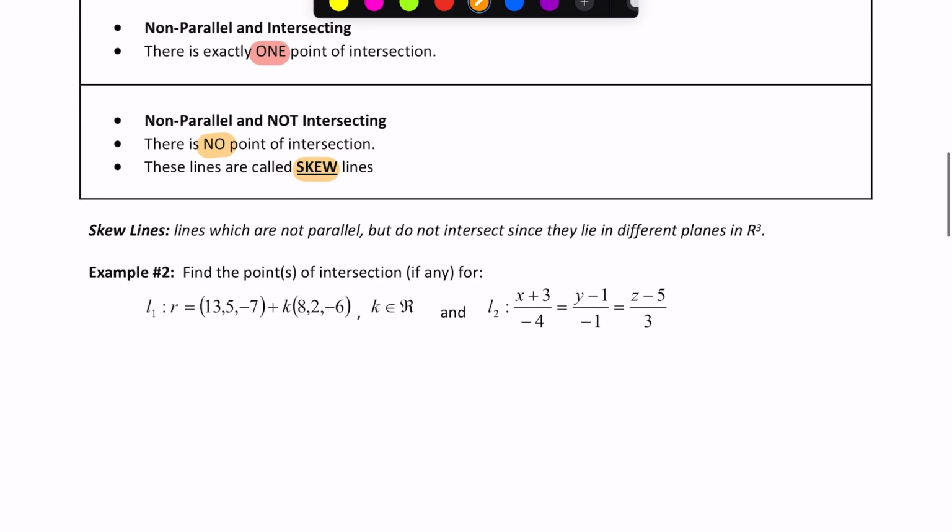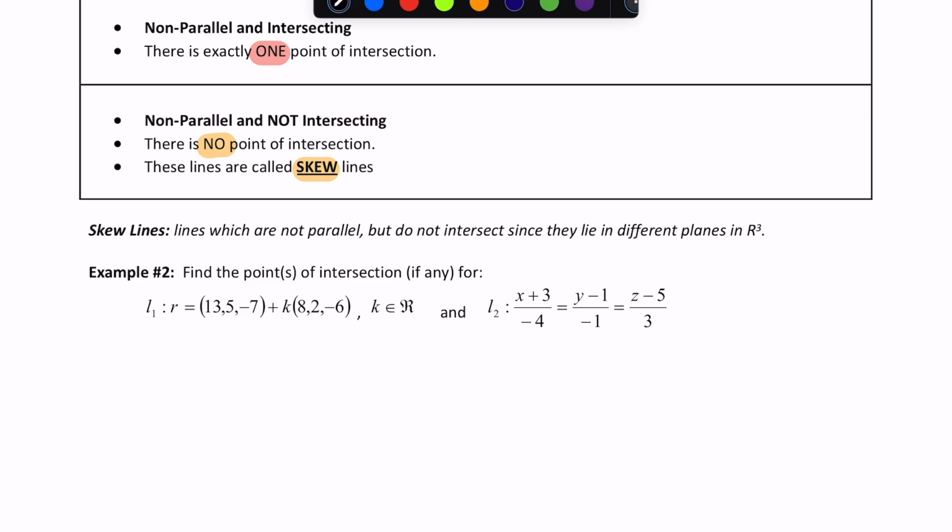So here it says find the point or points of intersection, if any, for line 1. And here we have our vector r is equal to 13, 5, and negative 7, plus k, 8, 2, and negative 6. And for line 2, we have x plus 3 over negative 4 is equal to y minus 1 over negative 1 is equal to z minus 5 over 3.